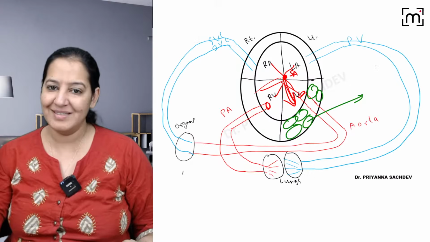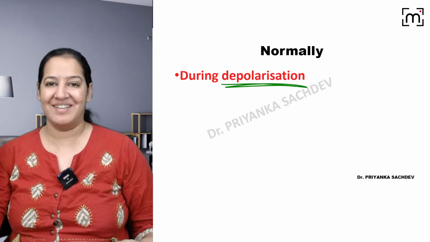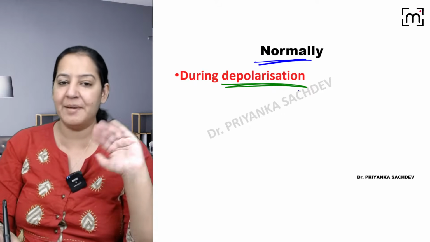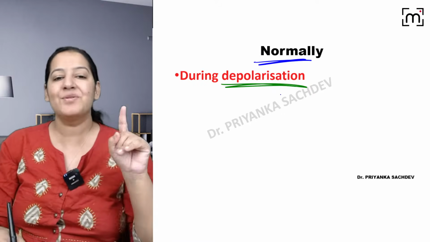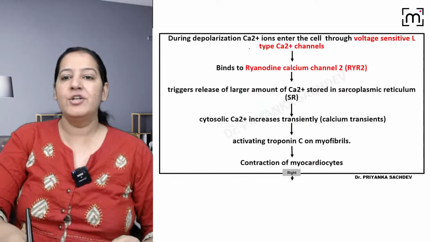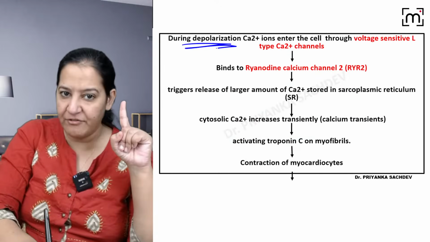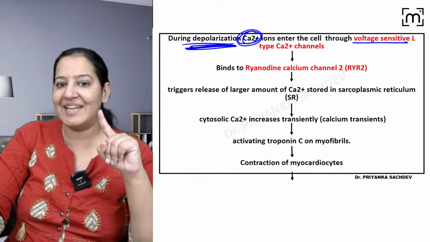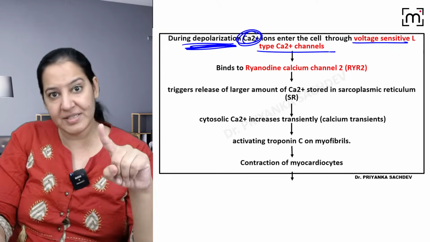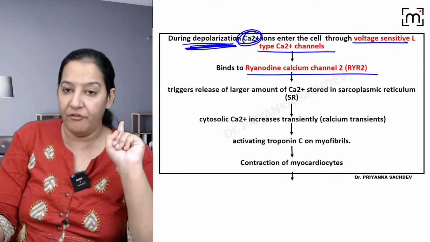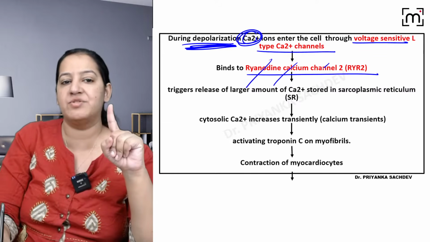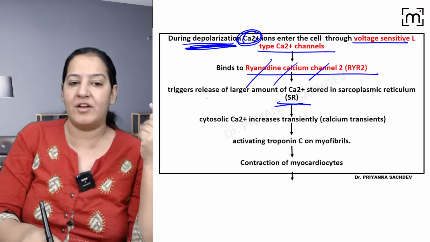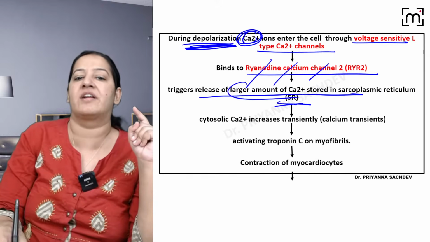Can we go ahead? So this is the mechanism of action. First tell me normally how it occurs, and then tell me the mechanism of action of Digitalis. So normally, during depolarization, as soon as the wave of depolarization comes, 1% calcium enters through the L-type calcium channel. This 1% calcium goes to RYR, the ryanodine receptor, a calcium channel present on the sarcoplasmic reticulum. It will stimulate the sarcoplasmic reticulum, and a large amount of calcium will come.